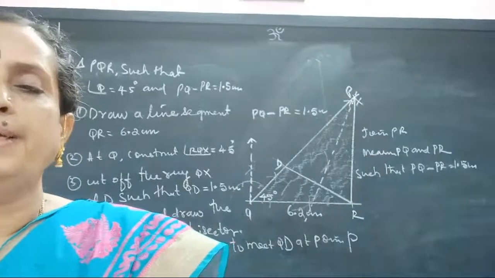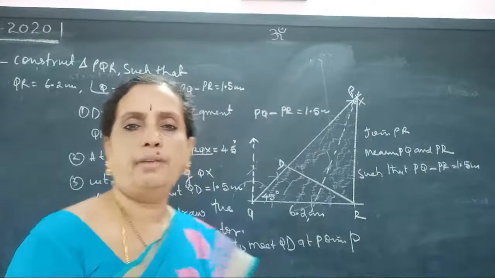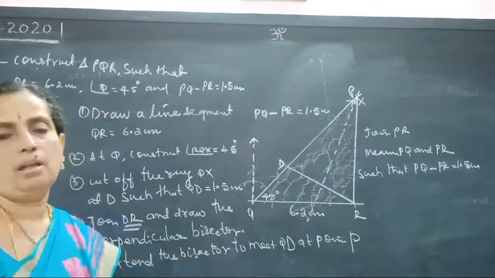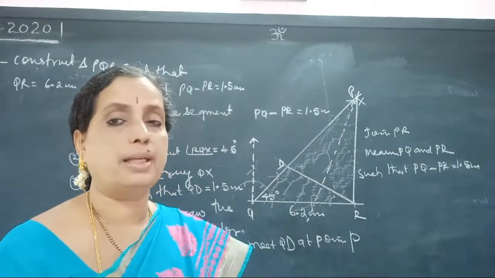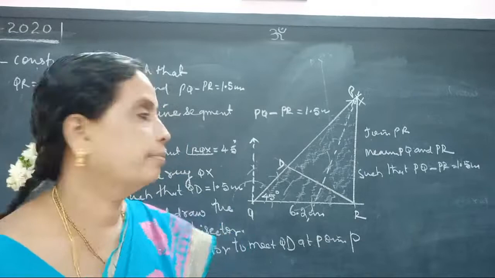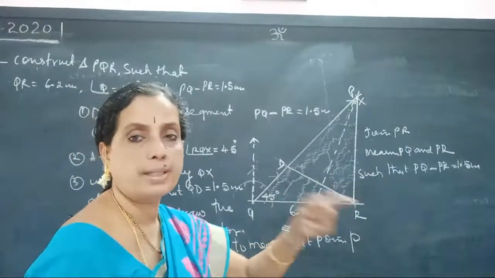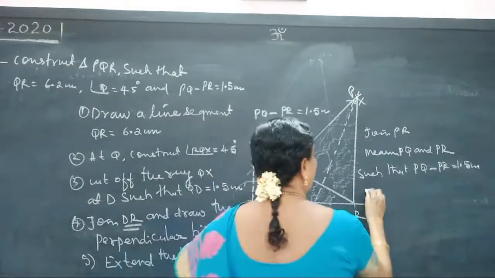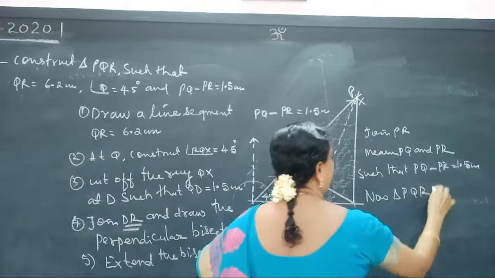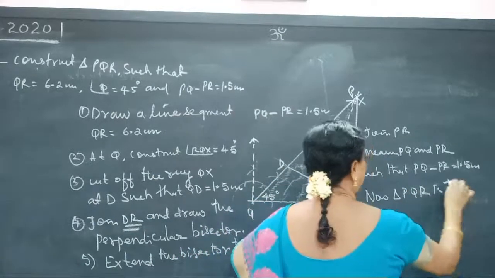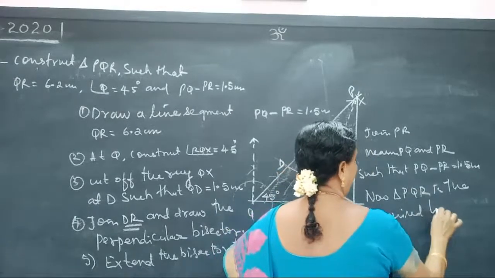I am dictating, so don't give a gap. I can't see there, and you can't see here. That's why I am repeating the statement simultaneously. You have to listen and write the statement: such that PQ minus PR equals 1.5 centimeter. Now, triangle PQR is the required triangle.